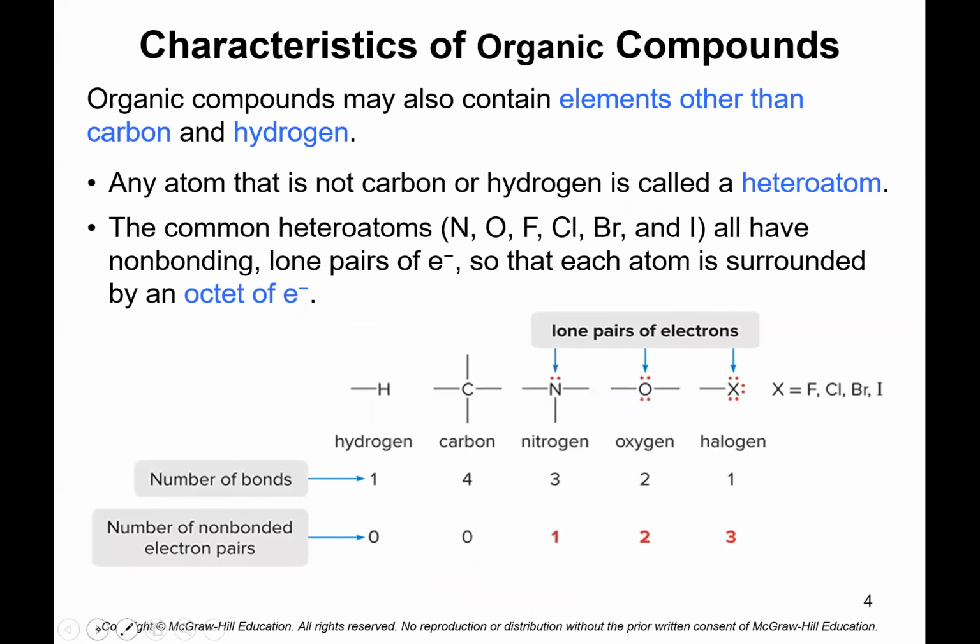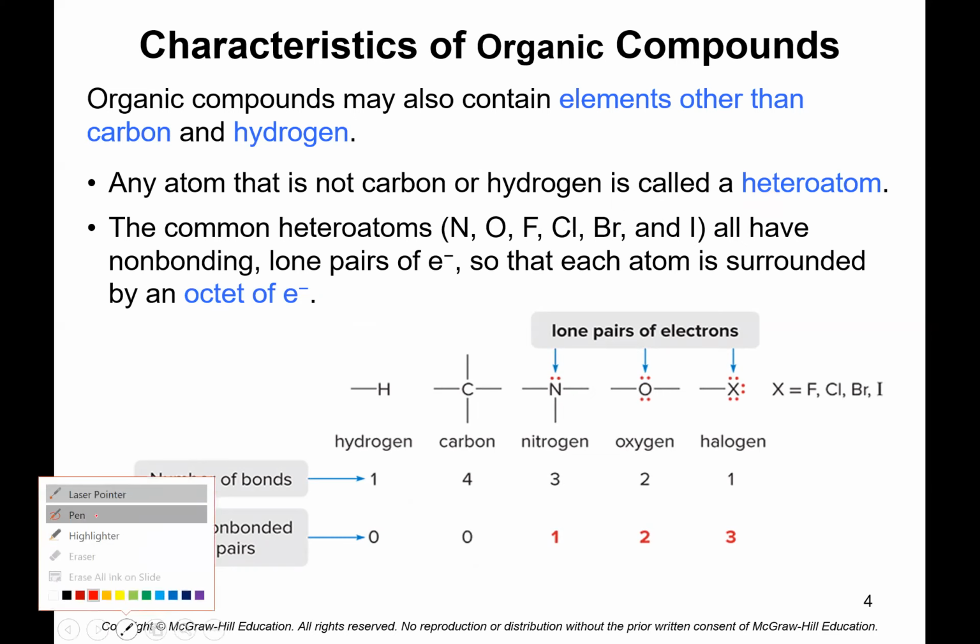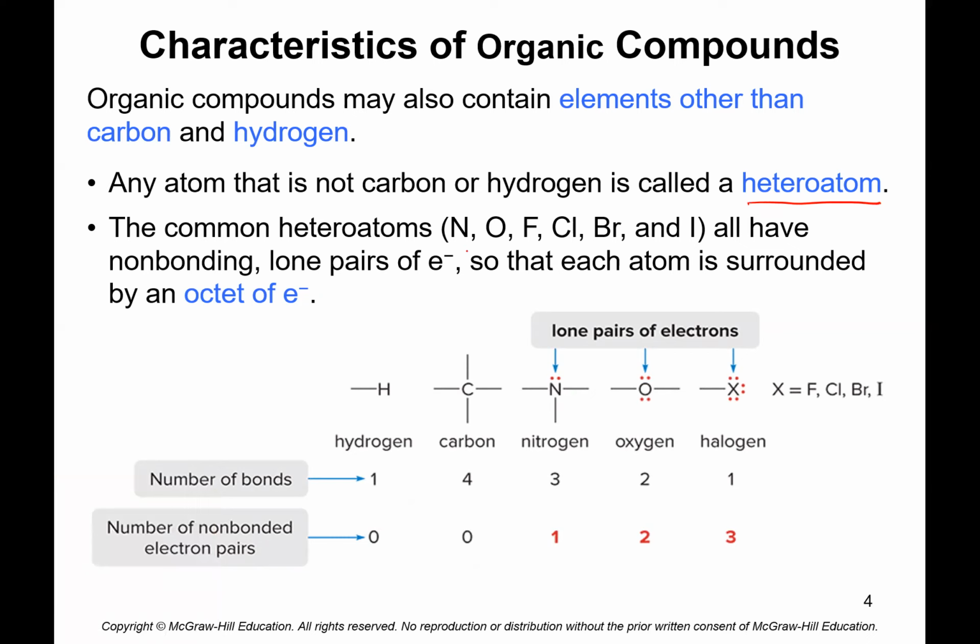Okay, so organic compounds, again, they must contain carbon, that's a requirement. But sometimes they will contain other elements that are not carbon and hydrogen. Okay, so when they do contain elements other than carbon and hydrogen, these are called heteroatoms. Okay. So some common heteroatoms are going to be nitrogen, oxygen, fluorine, chlorine, bromine, and iodine. So basically nitrogen, oxygen, and some of the halogens. What they all have in common is that they all have at least one non-bonding lone pair.